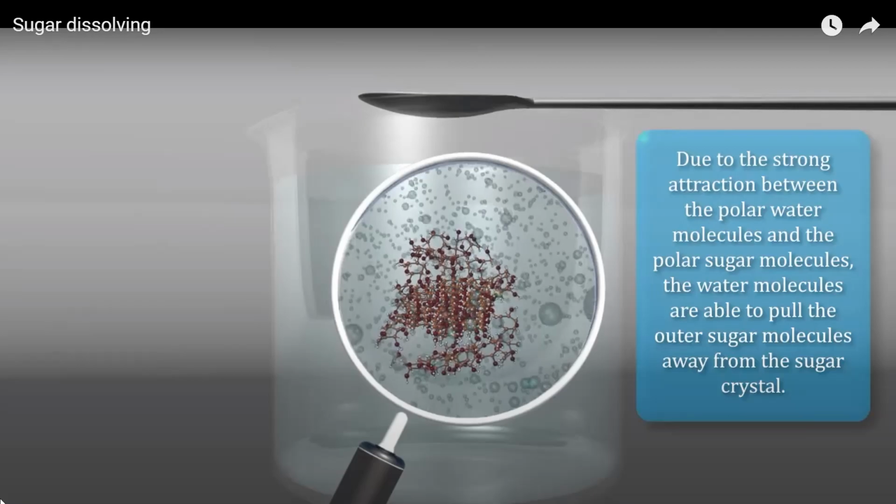All right, due to the strong attraction between the polar water molecules and the polar sugar molecules, the water molecules are able to pull the outer sugar molecules away from the sugar crystal. Does that make sense? So like the little positives on the water, they go over and they grab a negative part of the sugar molecule, and then the little negative part goes and aligns itself with a positive part of the sugar molecule, and all the water molecules surround it and they pull it away.